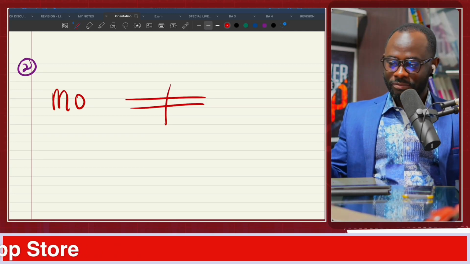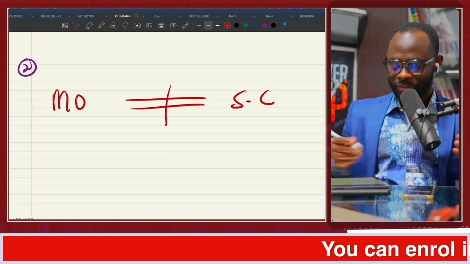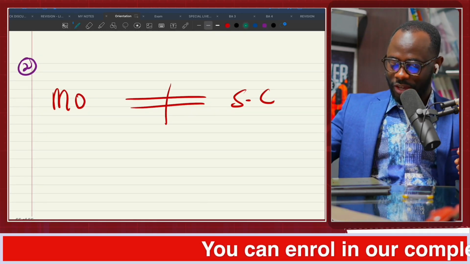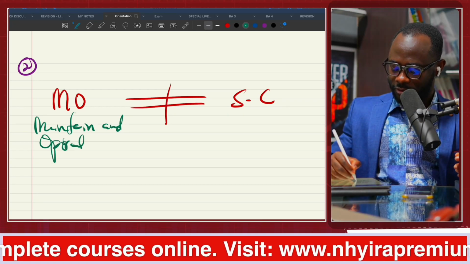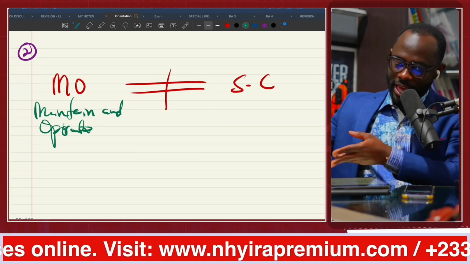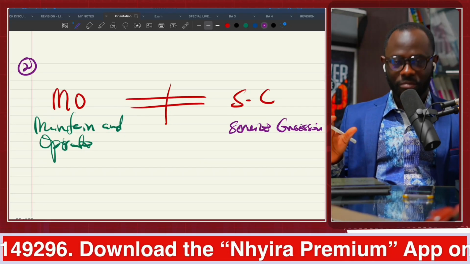Or Mosala, and then SE, like say Supreme Court. So more here is going to be maintain and operate. That is more. Maintain and operate. SE here is going to be service concession. Now stay with me. Stay with me.